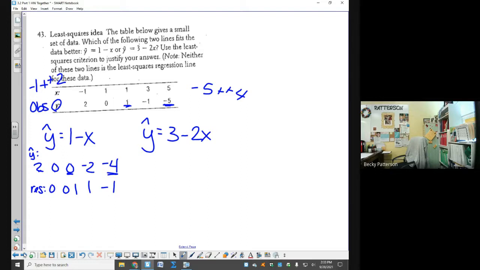Now, what do I do with all those numbers? It's called the least squared. So what do I do with these numbers? Okay, 0, 0, 1, 1, 1. I just squared them all. Now what do I do? I add them all up. What do you get? So that is the sum of his squared residuals. And I want you to go do the other one.